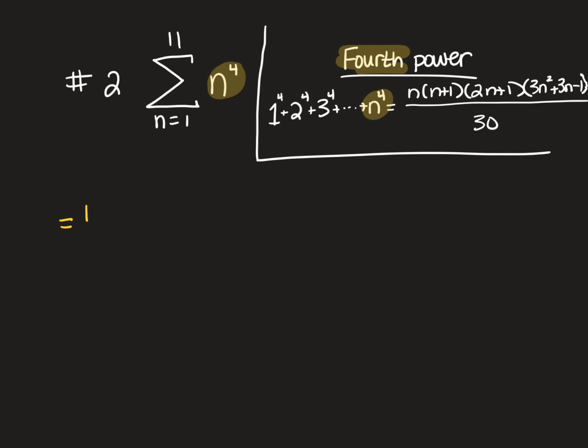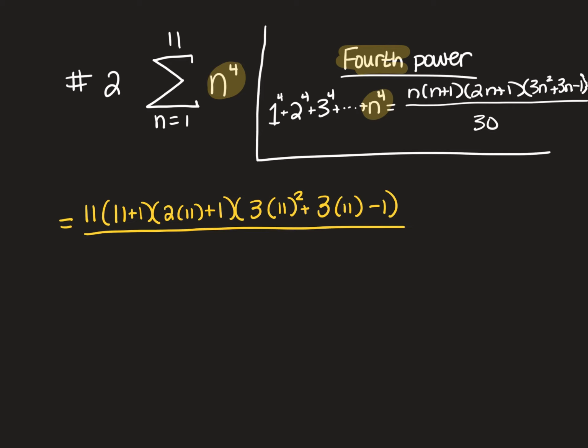your calculator. So I'm going to replace each n with 11, so that'll be 11 times 11 plus 1 times 2 times 11 plus 1 times 3 times 11 squared plus 3 times 11 minus 1 all over 30. Now, I would recommend we do a little bit of simplifying before we try to type this into our calculator.